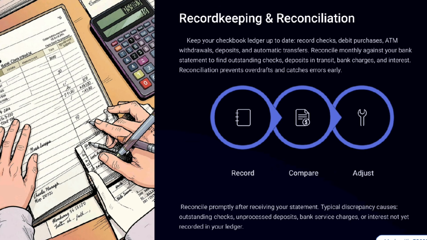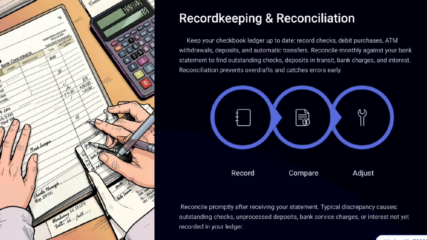Record keeping and reconciliation. Keep your checkbook ledger up to date. Record checks, debit purchases, ATM withdrawals, deposits, and automatic transfers. Reconcile monthly against your bank statement to find outstanding checks, deposits in transit, bank charges, and interest. Reconciliation prevents overdraft and catches errors early.